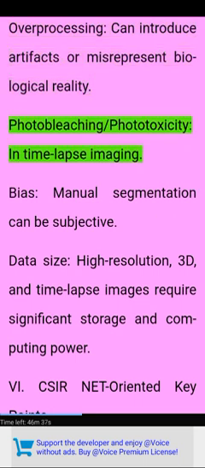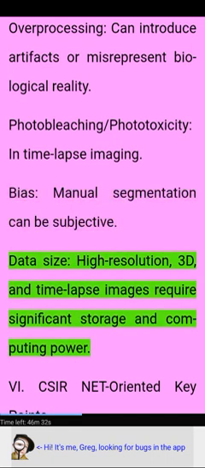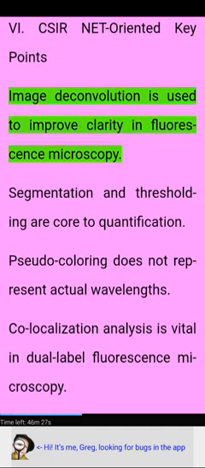Photobleaching, phototoxicity in time-lapse imaging. Bias: manual segmentation can be subjective. Data size: high-resolution, 3D, and time-lapse images require significant storage and computing power. CSIR-NET-oriented key points: image deconvolution is used to improve clarity in fluorescence microscopy.